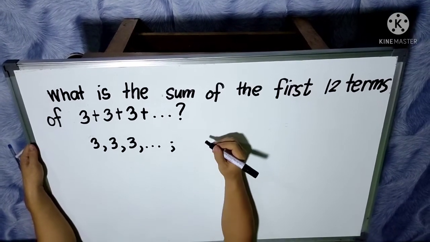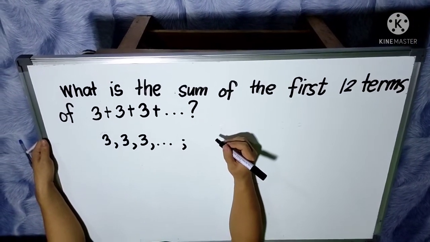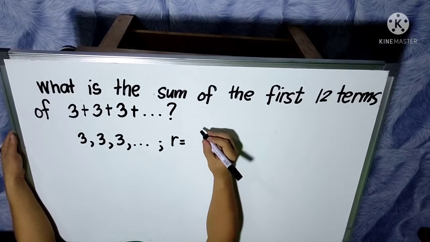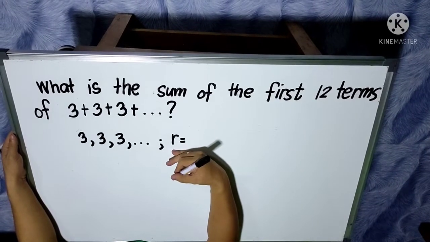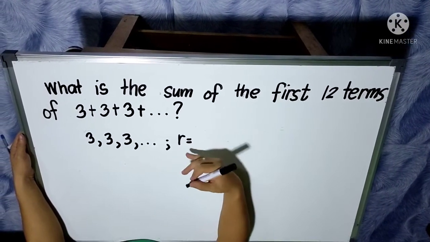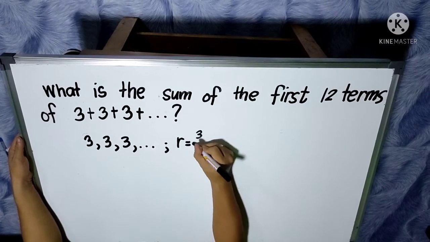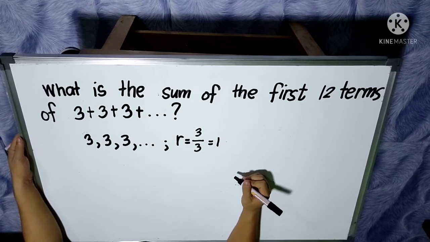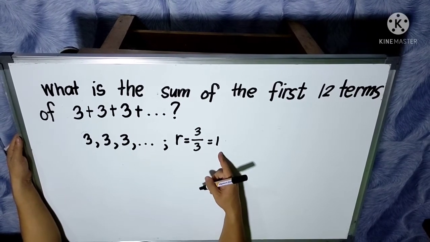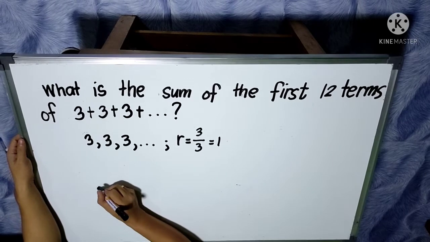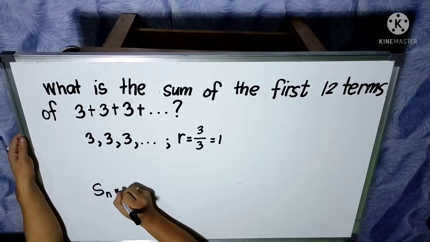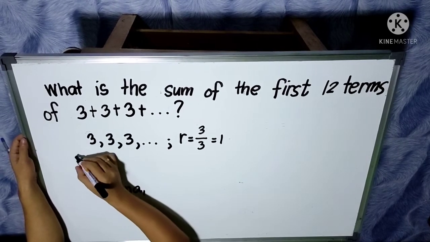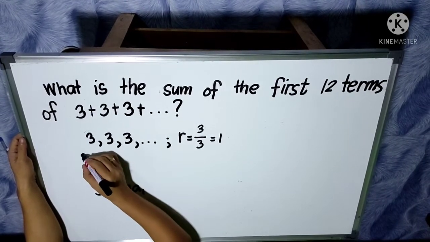Okay. Just like how we solved the previous examples, you start by solving for your r, because this will help you determine the perfect formula to use. So r is equal to 3 over 3, which is equal to 1. Since your r is equal to 1, the formula that we can use here is S sub n is equal to n times a sub 1. So, identify your given here.